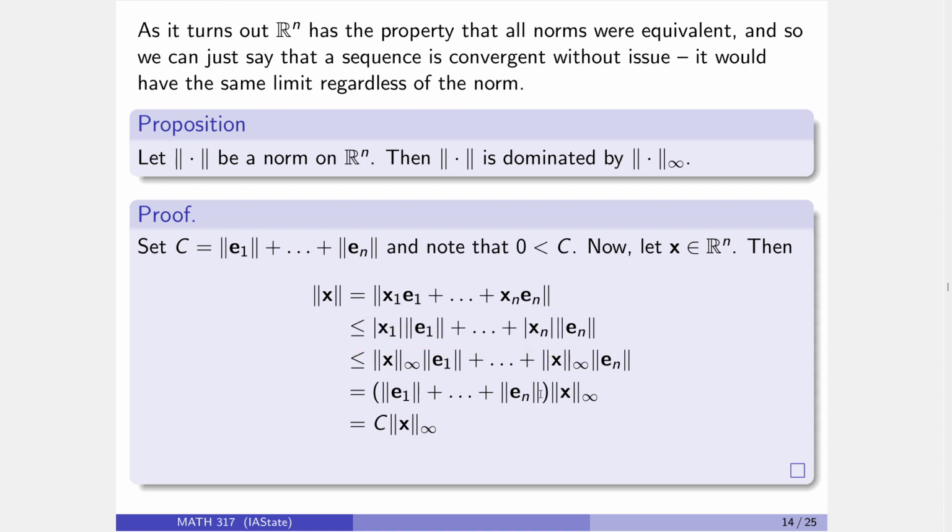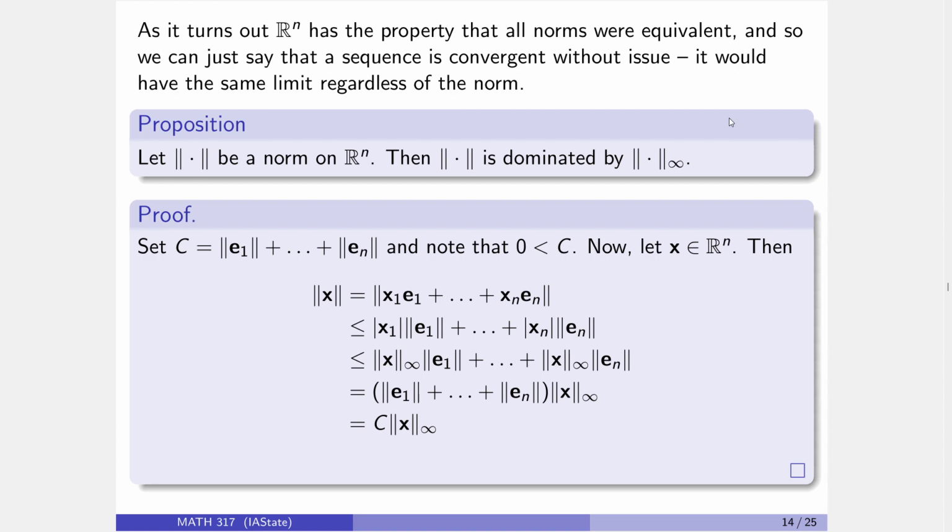Alright, now take an element out of Euclidean space. Well, we know that we can write it as a linear combination of the standard basis elements. By the triangle inequality, we get this. Each one of these terms is less than the infinity norm. We can factor it out, and hey, there's our C value we were looking for.